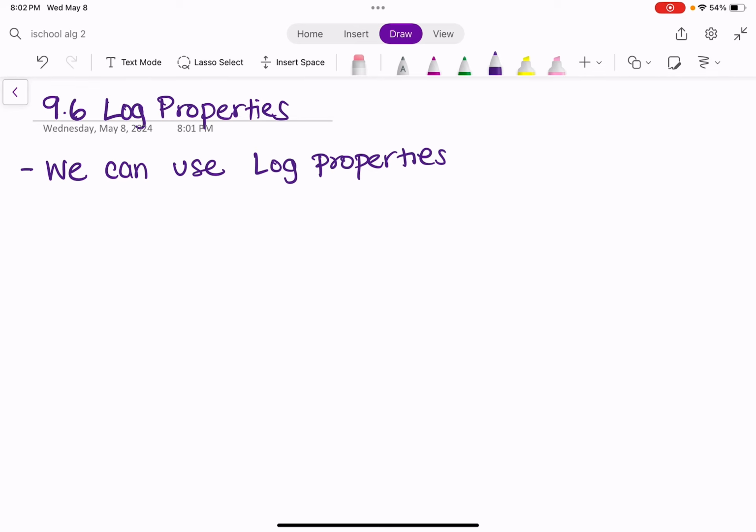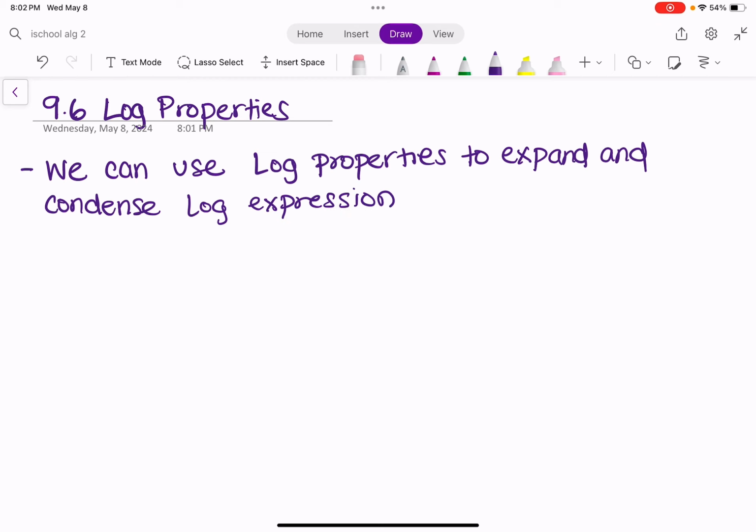to expand and condense log expressions. So basically what we're going to be doing today is we're going to be given an expression and we either have to condense it or expand it. Condense it means like make it shorter, or expand it means make it longer.